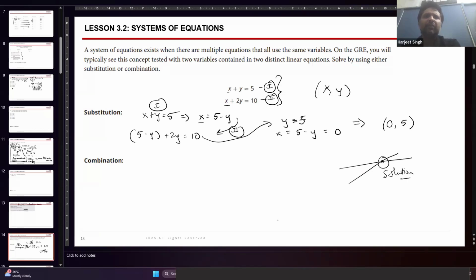So graphically, when I have two equations, 1 and 2, and if they intersect, it will have a solution, and at the intersection, that point is going to satisfy both the equations 1 and 2. So graphically, it looks like this. So that's the first method.